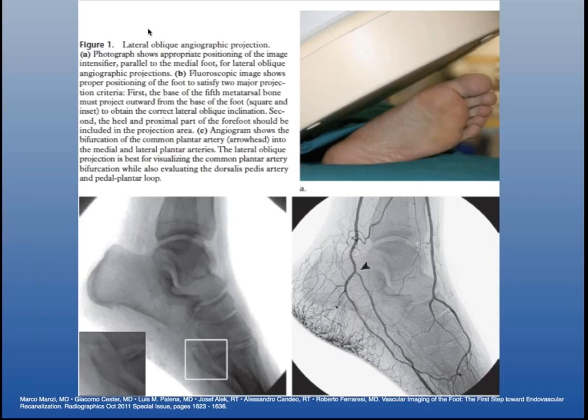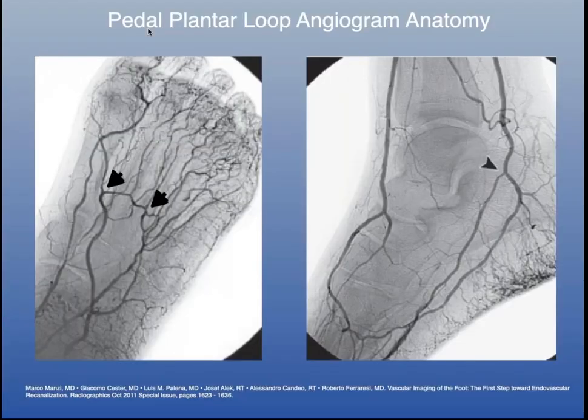So that's what you're looking for. I think this is a good way to look at things. And there's the base of the fifth, and there's your pedoplantar loop coming from the antegrade direction on the anterior circulation. So again, to drive this point home, let's look at it, because repetition really helps in these cases.